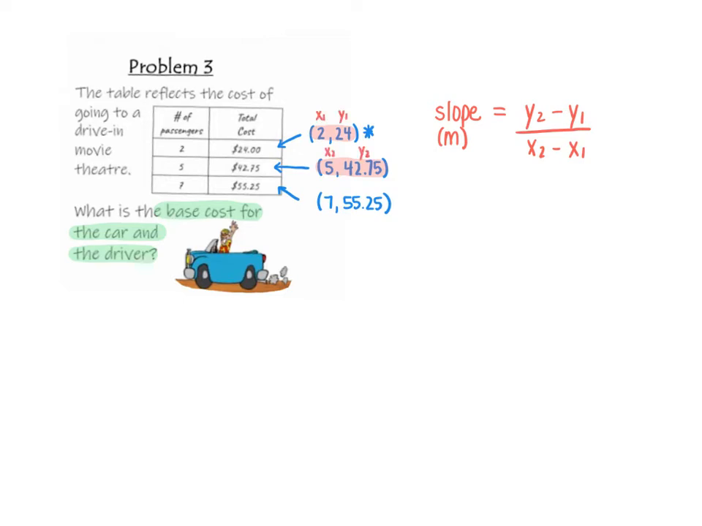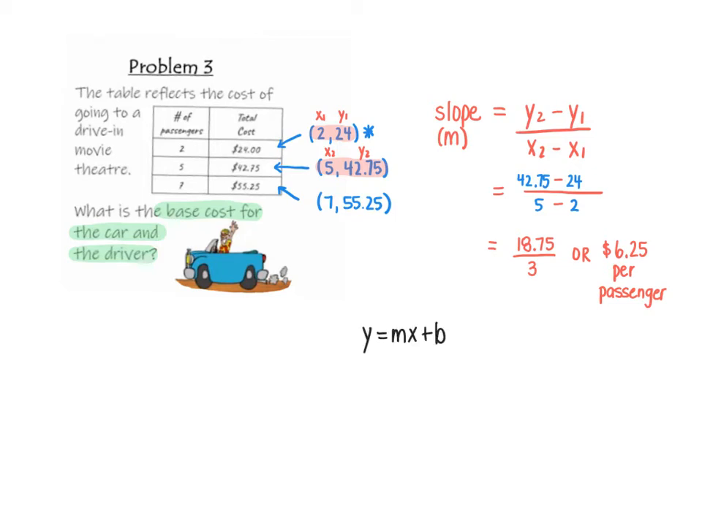We'll substitute the coordinates of our selected points into our formula, and we'll get $18.75 divided by 3, or $6.25 per passenger. Now we'll need to substitute the information that we know into y equals mx plus b in order to find the b value, or the base cost of the car and the driver.